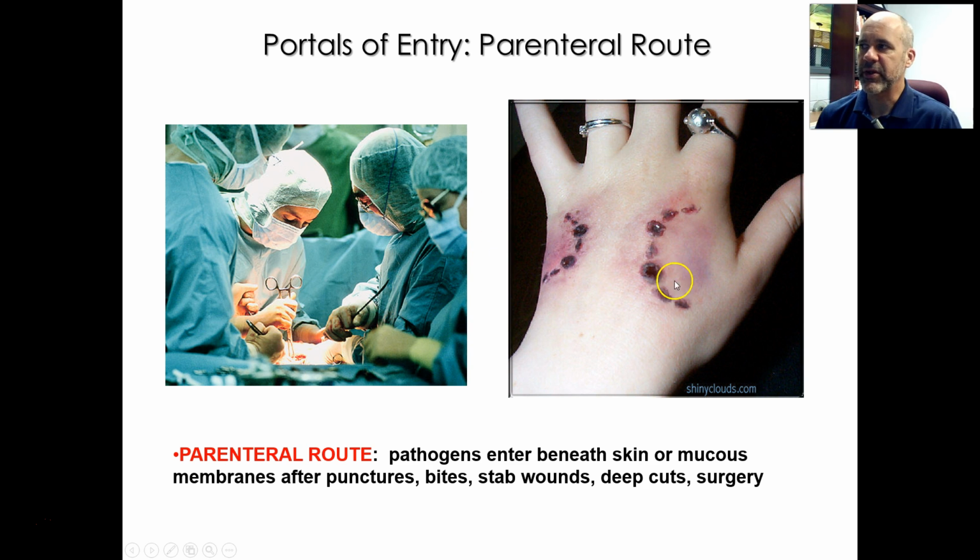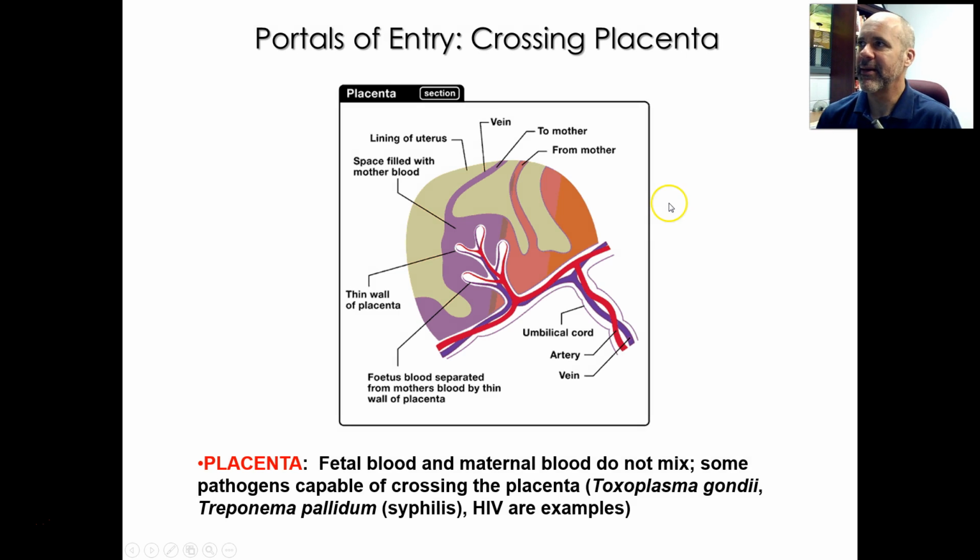Yes, I know this is a weird picture of somebody whose hand was bitten by somebody with really big canines. Look how big those canine marks are. They're kind of scary. Might have been a vampire.